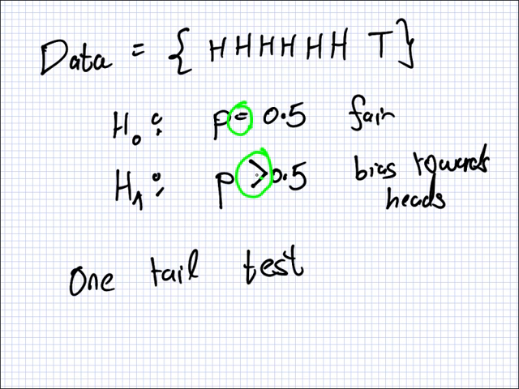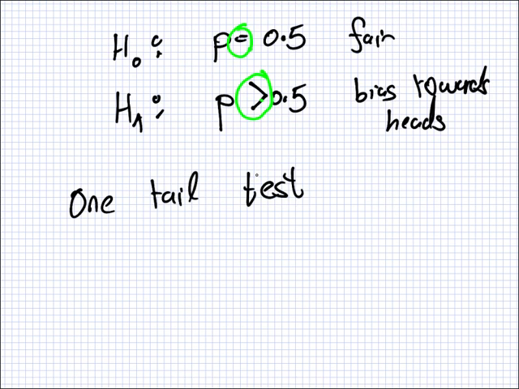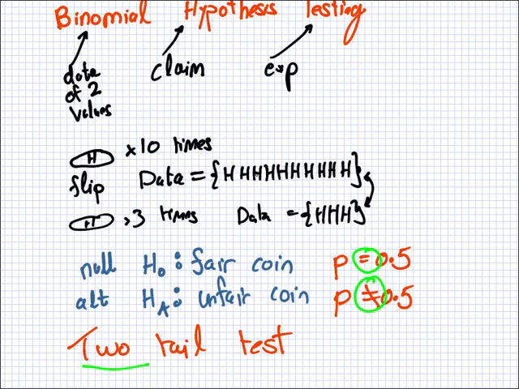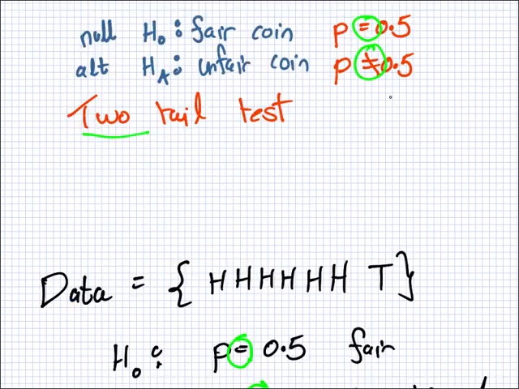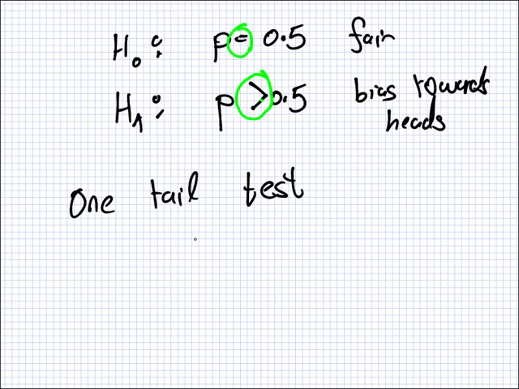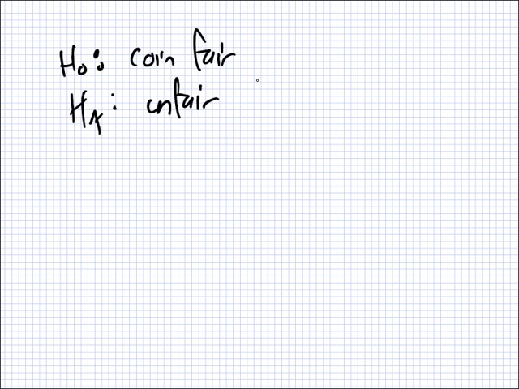Okay, so if you're wondering, does it matter if you swap these two around? For example, in the first example we said the null hypothesis is that the coin is fair and the alternative is that it's unfair. Is it possible that you could say it the other way around? That the coin is unfair and then the alternative is that it's fair. We don't really say it this way around.